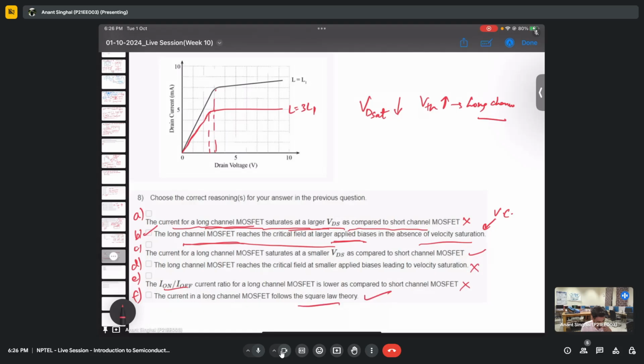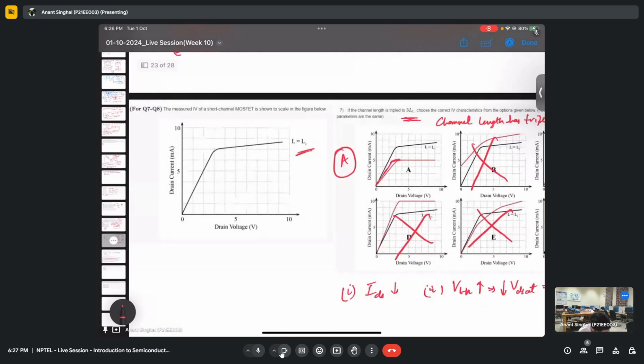I'm confused between A and C, but B and F I'm sure. Do we require, I guess, the explanation that we had for long channel MOSFET? Do we require a higher VD to saturate or a smaller VD? This is the question. Because now what I see is, I guess they are trying to make it higher.